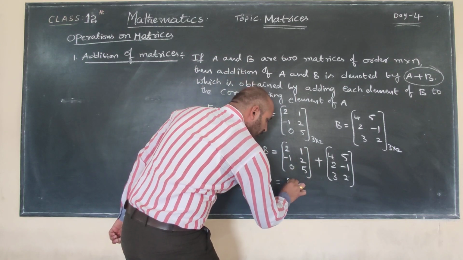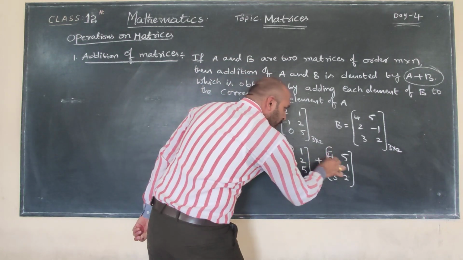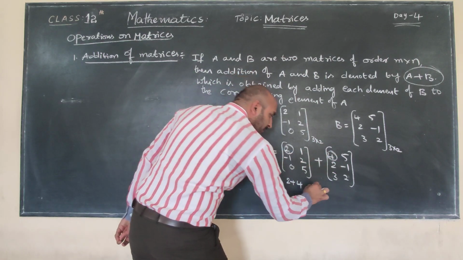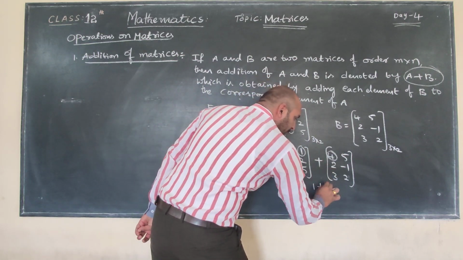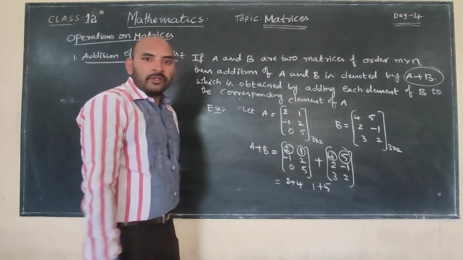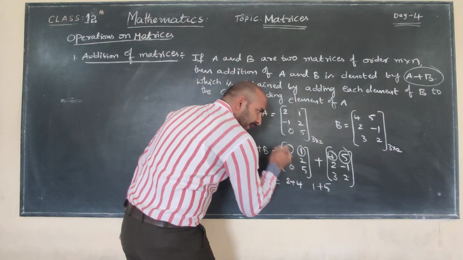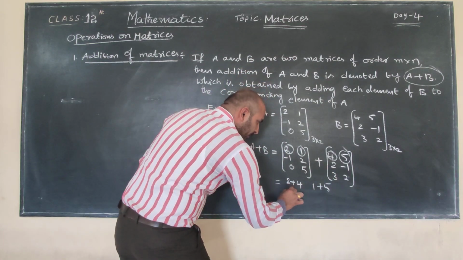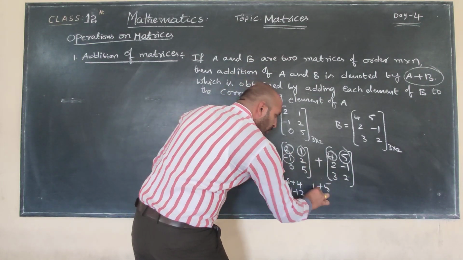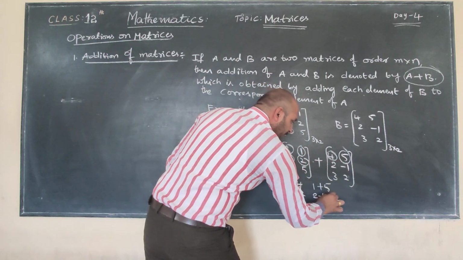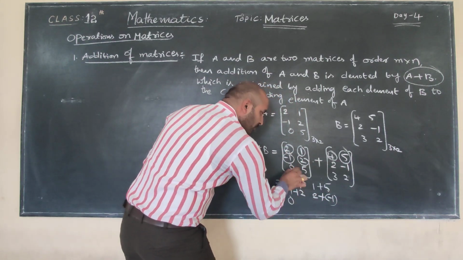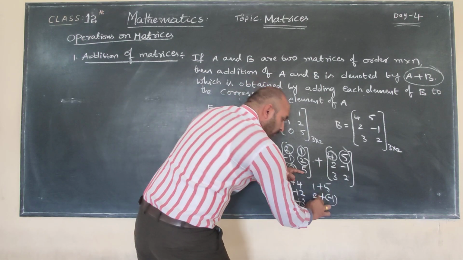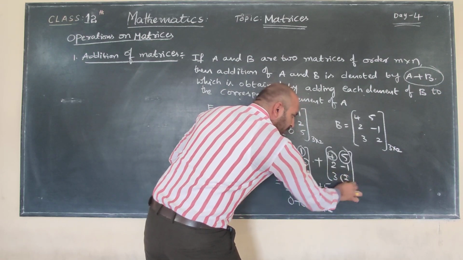So 2 plus 4. Next, first row, second element, 1 plus 5. Next, the remaining elements also. Second row, first element, here also second row, first element, minus 1 plus 2. Next one, 2 plus 1. Next one, 0 plus 3. Here also third row, second element, 5 plus 2.